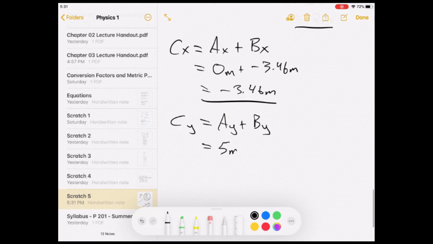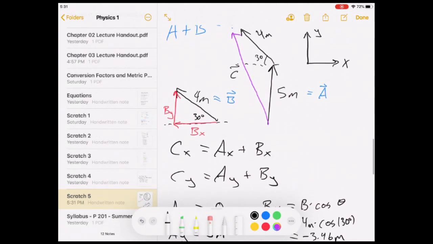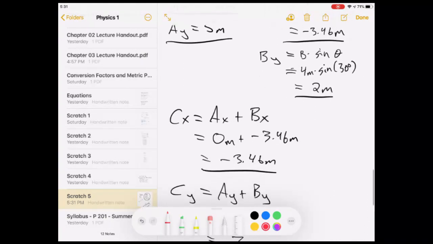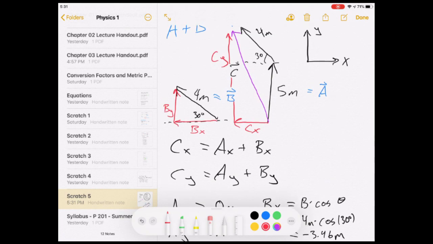And CY is AY plus BY. Remember, AY is 5 meters, that's all of it, and BY is only part of it, it's 2 meters, so that's 7 meters. I didn't even have to plug that into a calculator. I'm that good. Okay, so that's our answer, right? CX plus CY. In fact, I could plot those on here. I could say, look, here is CX, and here is CY. CY is big and positive, which is positive 7. CX is smaller and negative. That's negative 3.46.